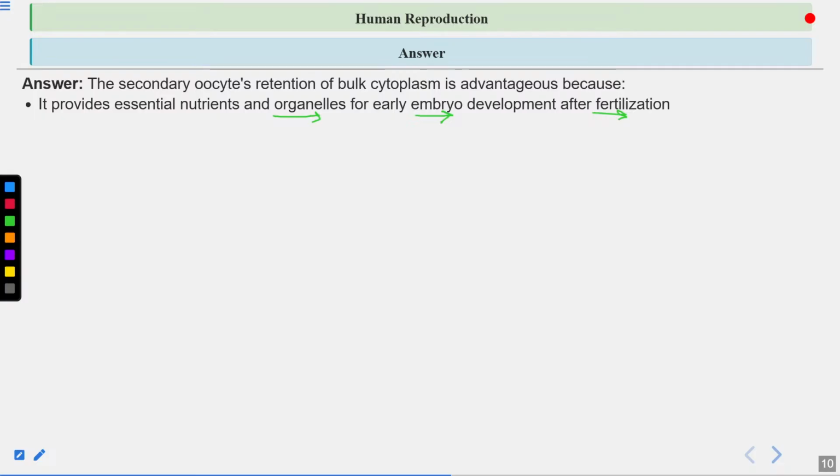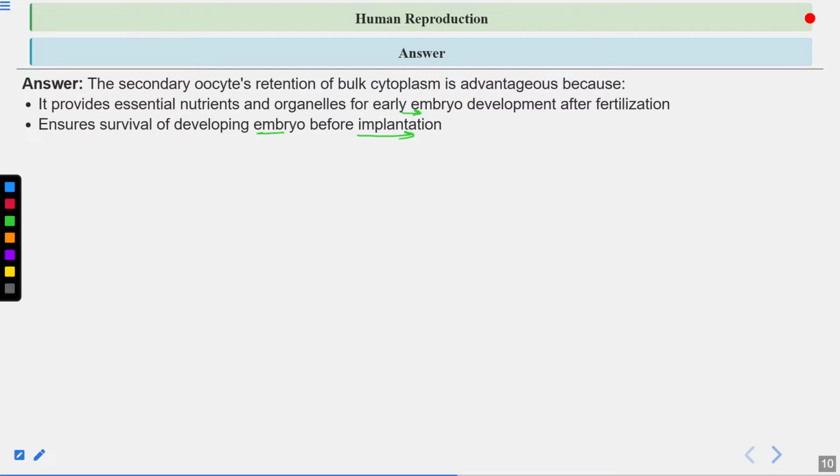Okay, so this is the main reason here. This ensures survival of the developing embryo before the implantation. So what happens during the implantation? The blastocyst gets attached to the uterine wall, and then it obtains nutrients from the uterine wall. But before that, how does the early embryo obtain nutrients?